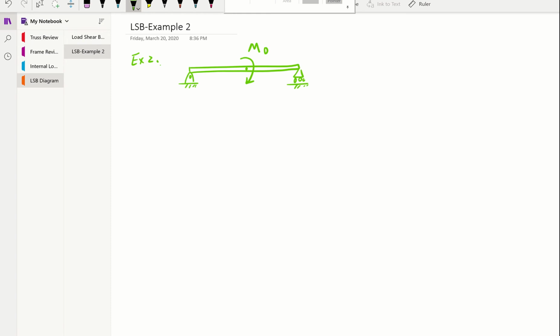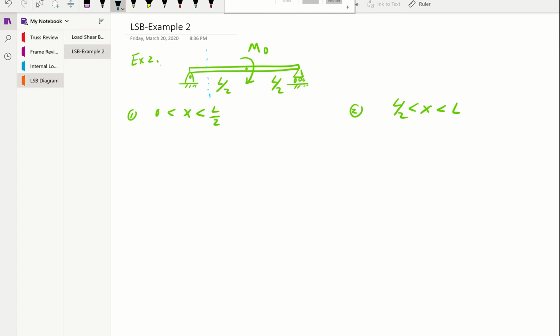The similarity between this one and the previous example we did is that they have two sections. The first section is when x is between 0 and half L. The second one will be when x is greater than half L and less than L. If we look at the first section, we're going to cut randomly anywhere in it, so we can make a cut here at this blue line.